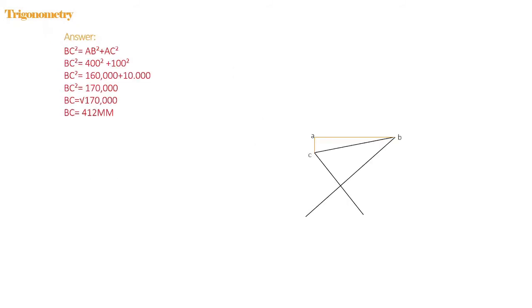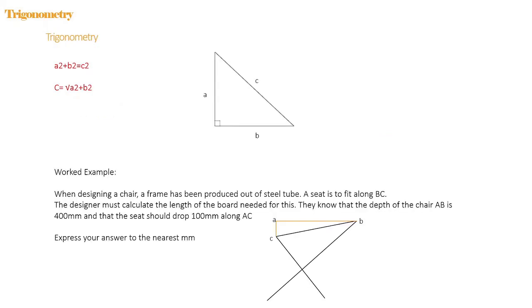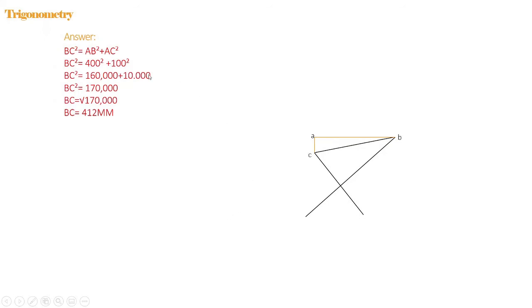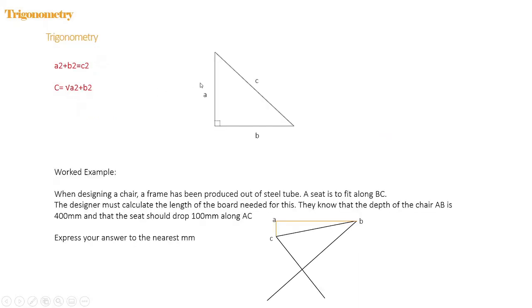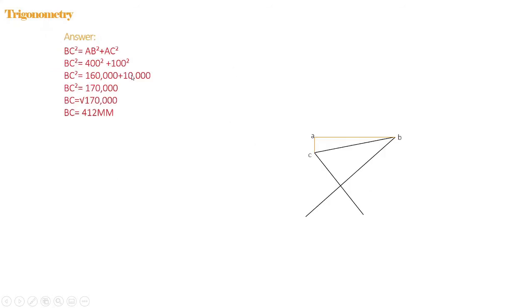Okay, so BC squared is AB squared plus AC squared. We already know those measurements, 400 and 100. So 400 squared plus 100 squared gives you 160,000 plus 10,000, which gives you 170,000. We know C is the square root of a squared plus b squared, so BC will be the square root of 170,000. And that means BC will be 412mm.